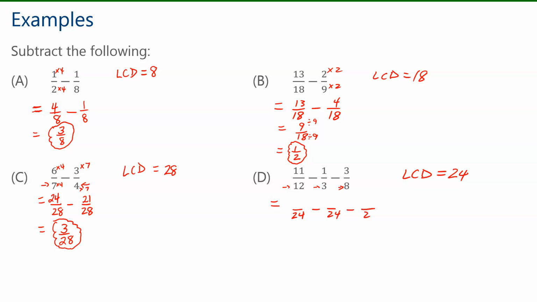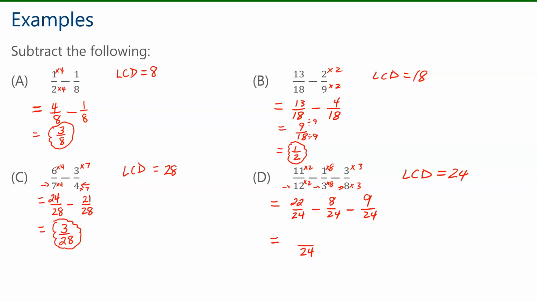All right. So 11 over 12. If I double up 12, that gives me 24. Double up 11, that's 22. 3 times 8 gives me 24. So 1 times 8, 8. 8 times 3 is 24. 3 times 3, 9. Copy down that common denominator, which is 24.